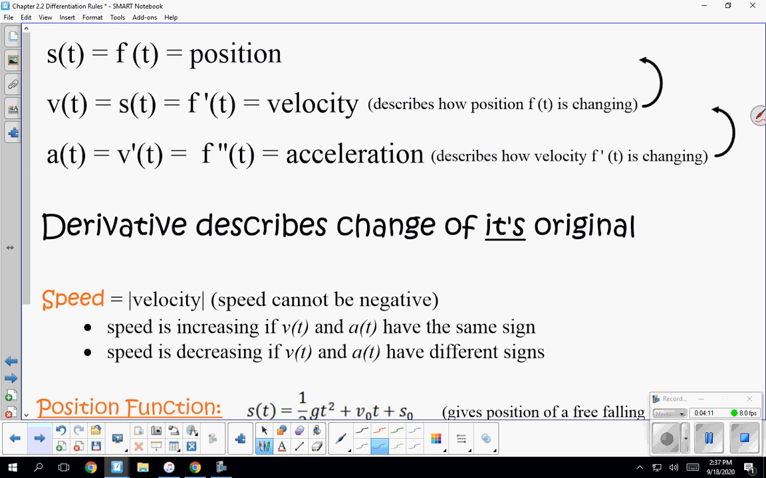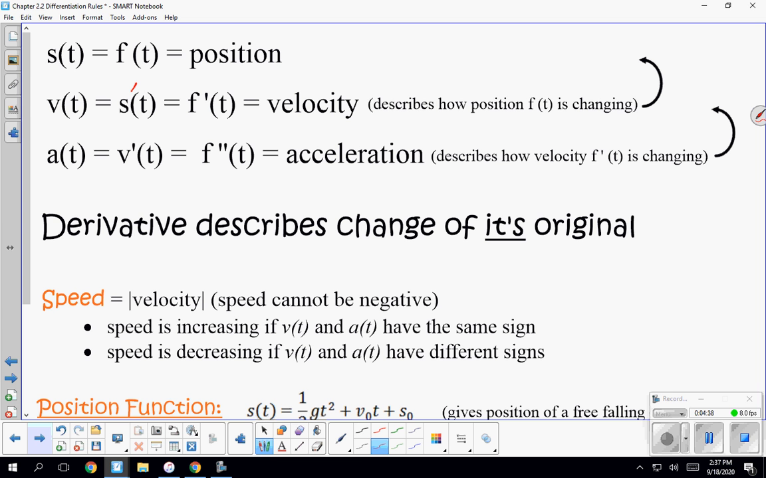So this is a lot of information. First of all, we call the first function our position function. That tells us where we are located. So if we're in a real life situation, maybe our height. Where is our height? Our velocity is the first derivative. Sorry, that's a typo. First derivative of the position function. And it's our velocity. That tells us how our position is changing.